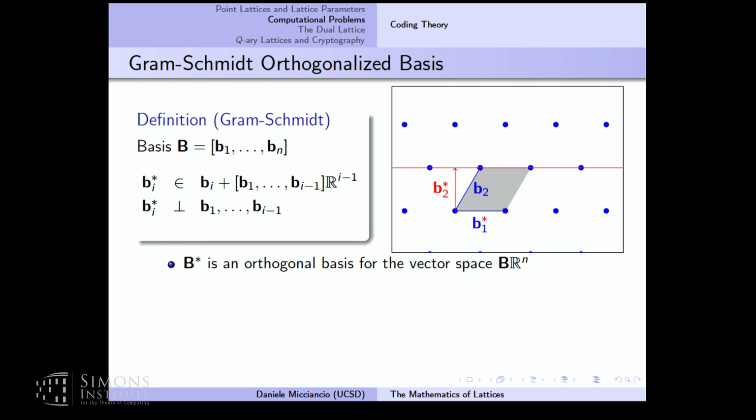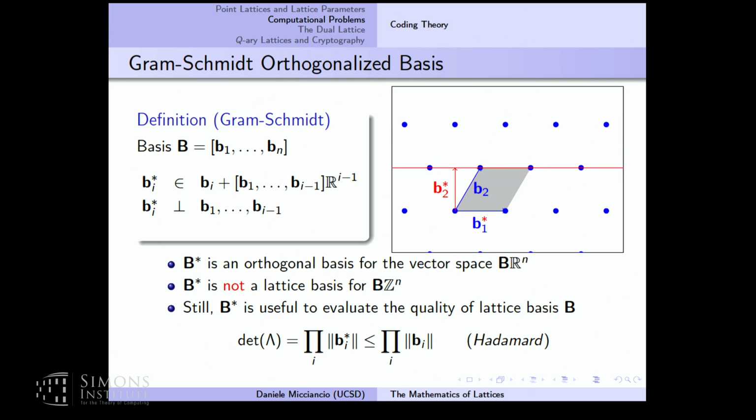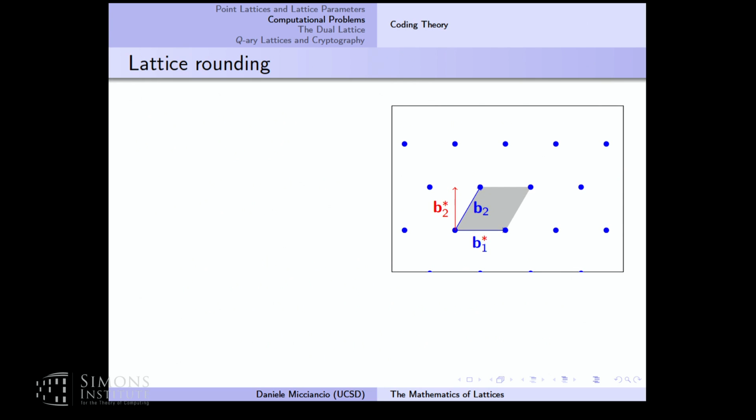but it's still very, very useful. And the reason it is useful is because what you get is an orthogonal basis of the Euclidean space spanned by the lattice. This is not a basis for the lattice, because you have points which do not belong to the lattice, and you're missing other points. But still it is useful. For example, by computing these orthogonalized vectors, you can evaluate the determinant of the lattice, which is equal to the product of the lengths of the orthogonalized vectors. You can also get a simple bound on the determinant of the lattice just as the product of the basis vectors. And finally, you can use this as a lattice rounding procedure.